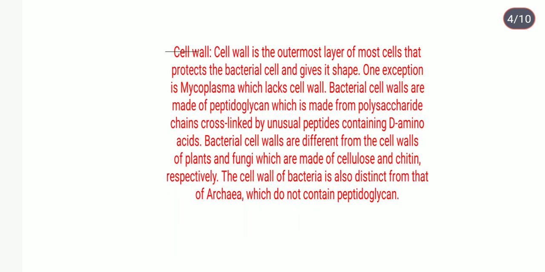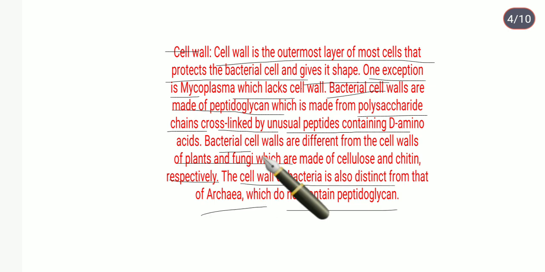Next, the cell wall. The cell wall is the outermost layer of the cell, which protects the bacterial cell and gives it shape. One exception is mycoplasma, which lacks a cell wall. Bacterial cell walls are made up of peptidoglycan, which is made from polysaccharide chains cross-linked by unusual peptides containing D-amino acids.